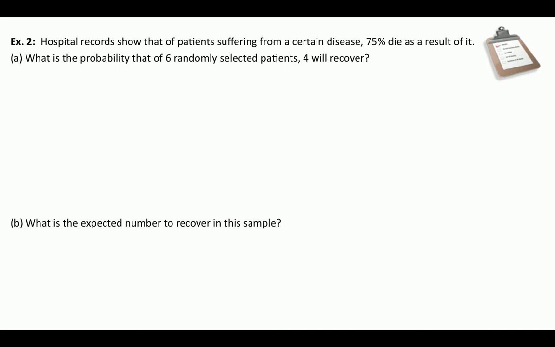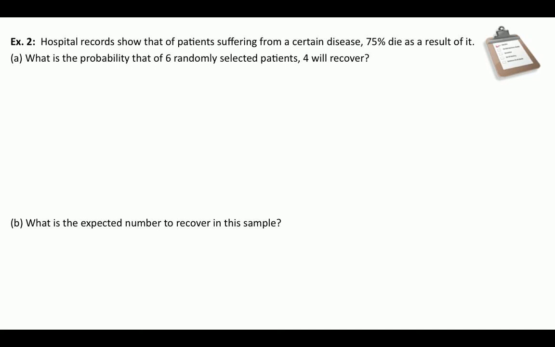If one person dies or survives, it's not going to affect whether the next person dies or survives. So we know they're independent. We've been given a rule, and the rule is 75% die as a result. This is on average. So that's our probability of success or failure, depending on how you want. We're going to call dying a failure.